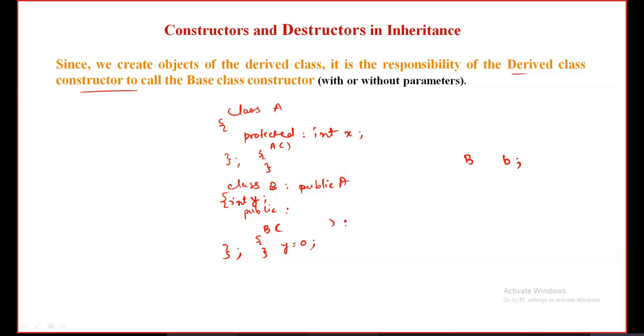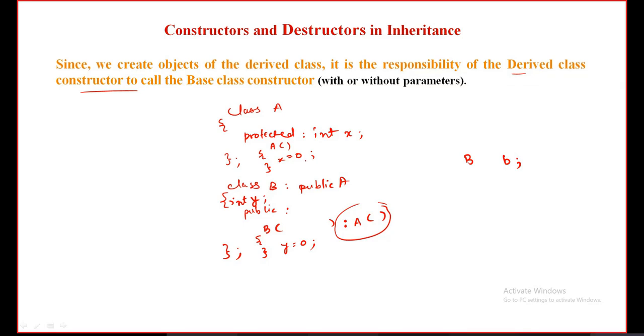But if we want, we can also mention it explicitly, something like this, so that x in the default constructor is initialized with 0. If we want, we can mention a colon A, and just like we are calling the default constructor, we have to mention like this. If we don't mention this part, then also it is fine. The compiler will call the base class constructor automatically.